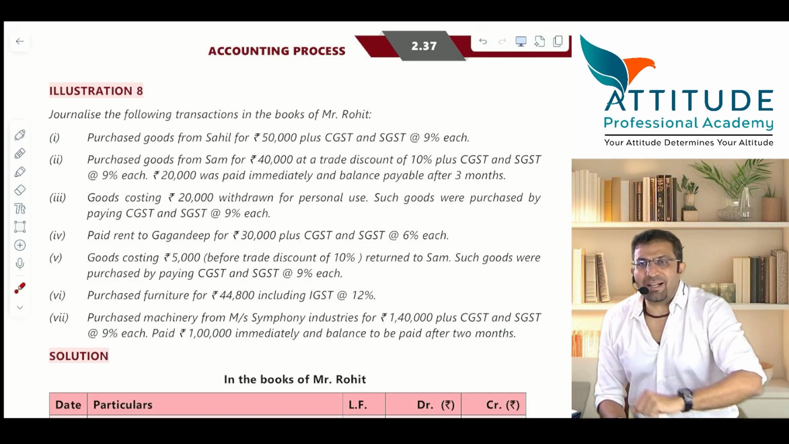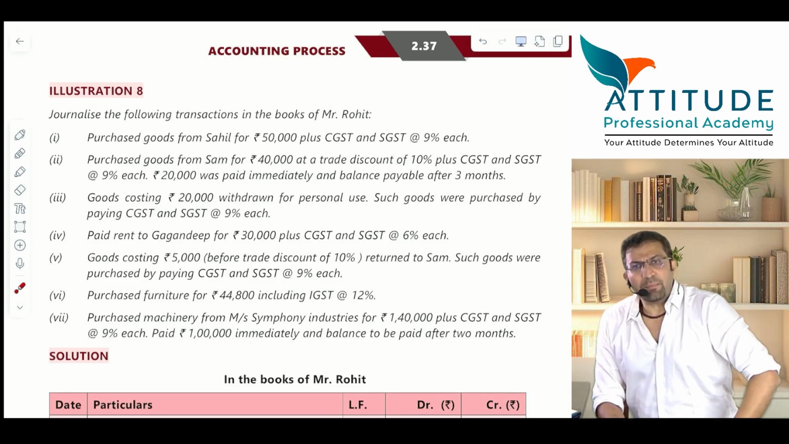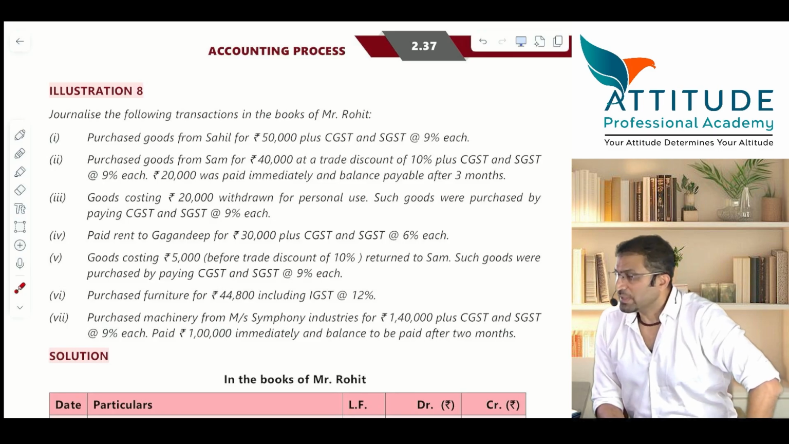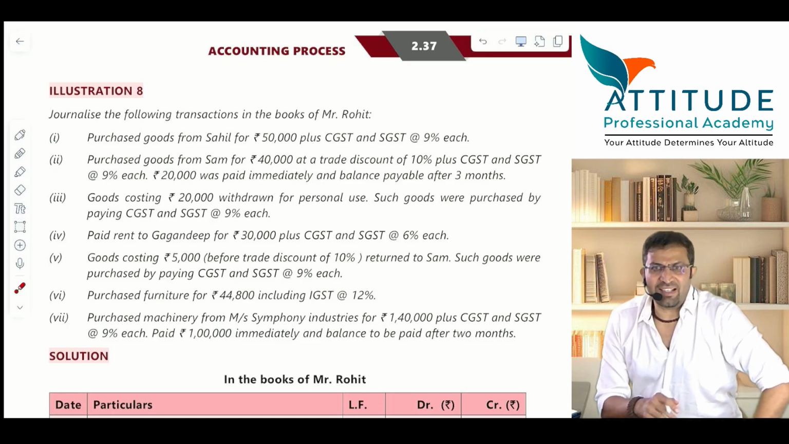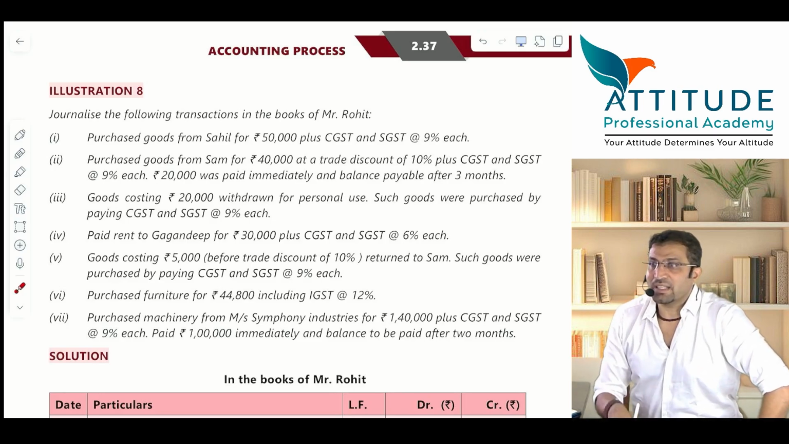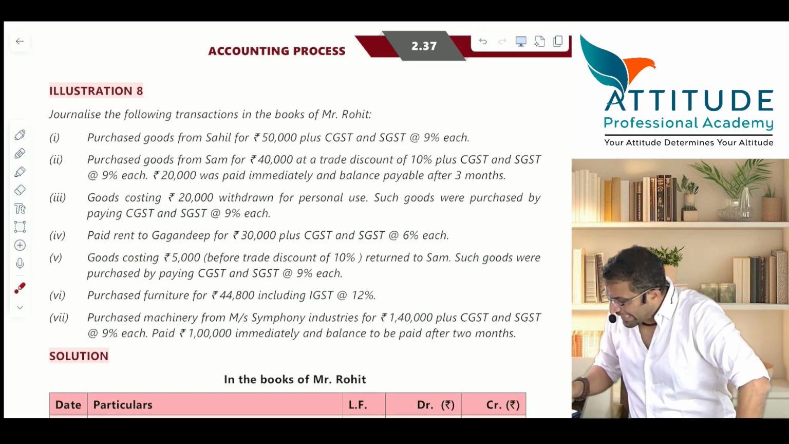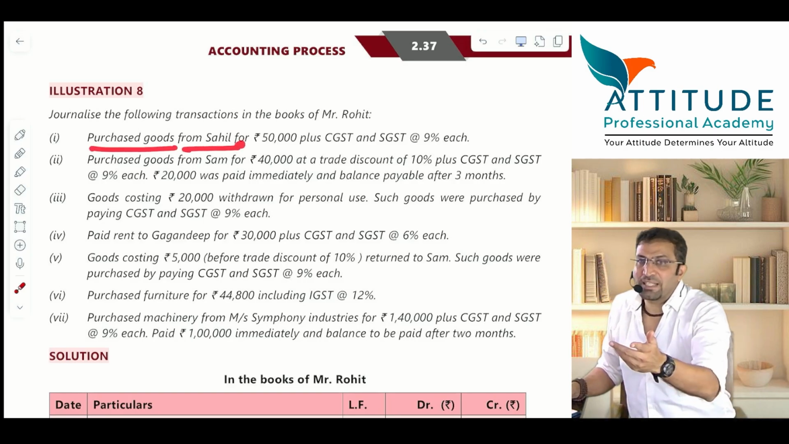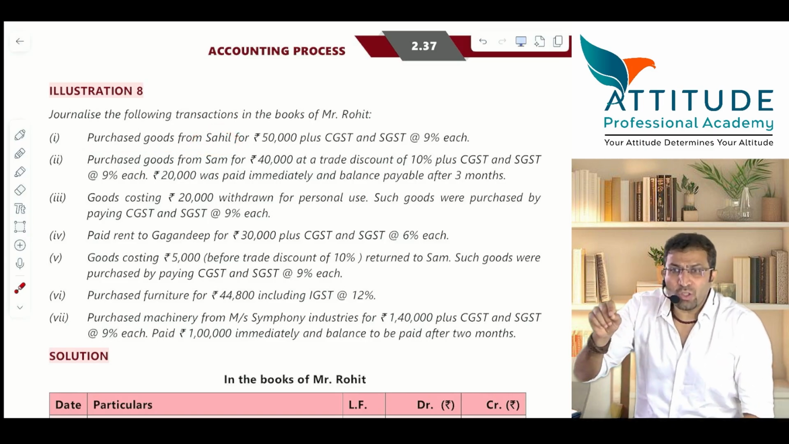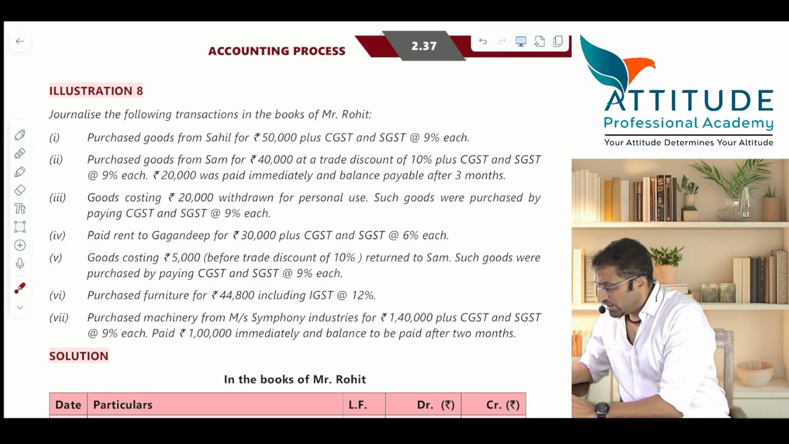Purchase account debit. How much? 50,000. Correct. Then tell me, input CGST debit. How much? 4,500. Then input SGST debit. How much? 4,500. To, not cash. Purchased from Sahil. Nothing is mentioned, but the name is mentioned, so it is a credit purchase. Correct. So to Sahil, liability increases. Yes or no? Yes. So pass the entry.